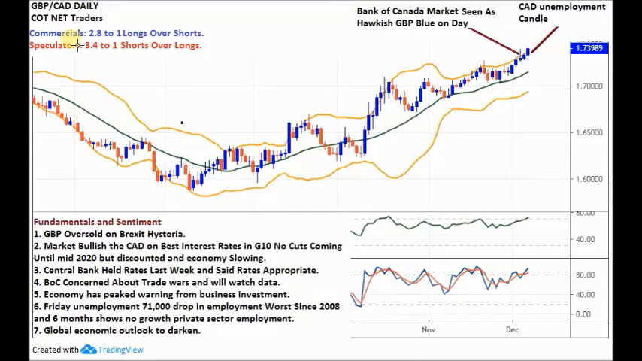It gives you real money positions in the markets from 2 key groups: commercials and speculators. Now, commercials, they're smart money. They're 2.8 to 1, longs over shorts, so bullish. Speculators, on the other hand, 3.4 to 1, shorts over longs, so bearish, despite the big rise up.